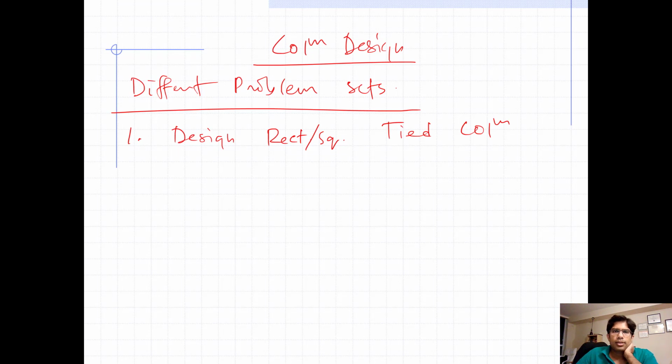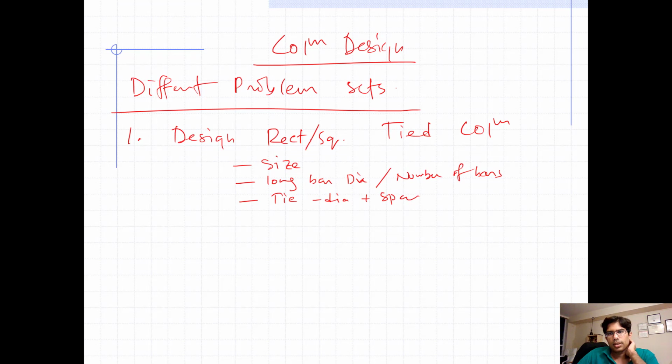And what does that mean? That means size, longitudinal bar diameter and number of bars, and tie diameter plus spacing. So you need to do that, and also you need to design and draw the interaction diagram manually, not using software. Draw interaction diagram.